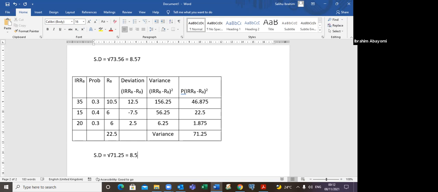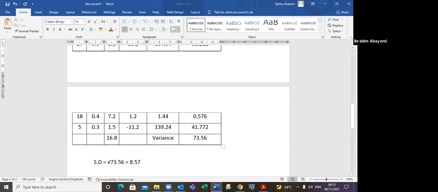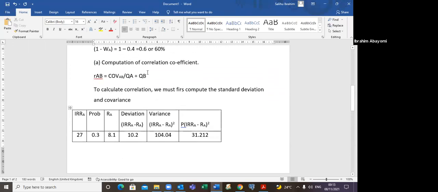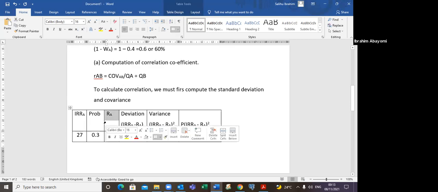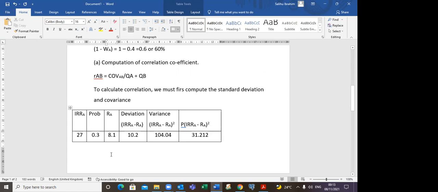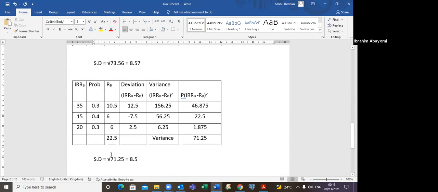So you have gotten this part of the formula. We are now left with what? With this covariance. Covariance AB. So how do you compute covariance from this type of question? When you have a question like this, where the two investments have the same probability, your covariance is simply deviation of A times deviation of B times probability. So the summation of that will give you the covariance.